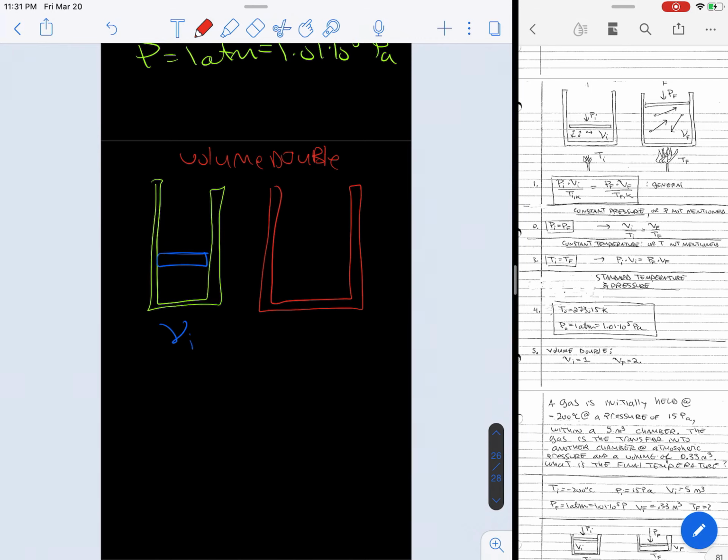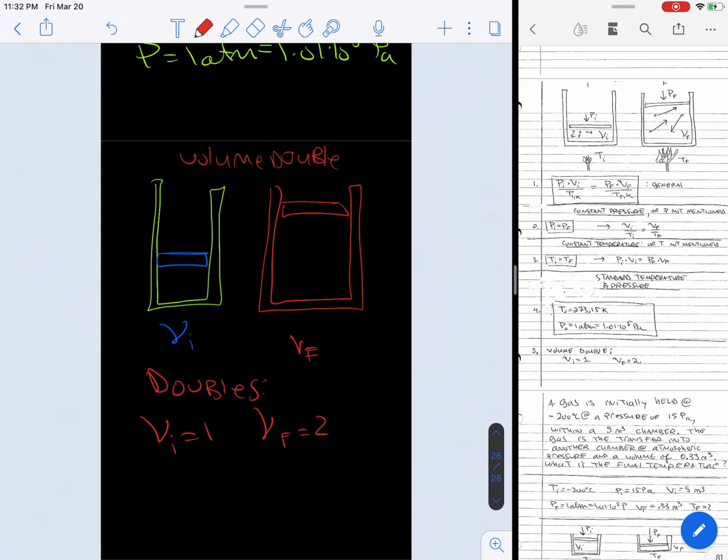So this is going to be the initial volume. The final volume is going to be twice that, so the lid rises up to here. If they say doubles, what you can do is just set the initial volume to 1 and set the final volume to 2. If they say halves, just make the final volume 1/2.